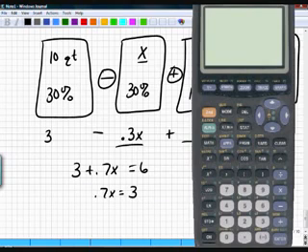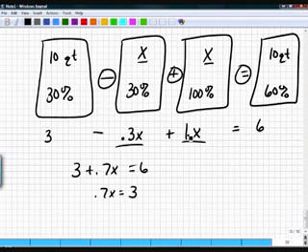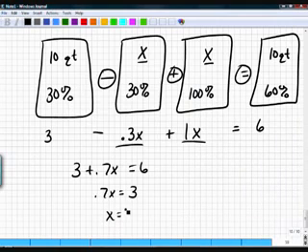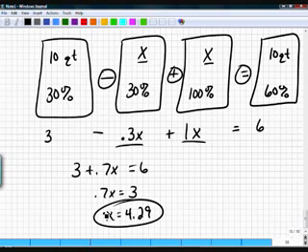And then calculator. Yeah, this is 1x. 1x minus 0.3x would be 0.7x. So you got 3 divided by 0.7, which is 4.29. So you want to drain 4.29, add 4.29 back, and you're going to get 10 quarts that is 60% antifreeze.